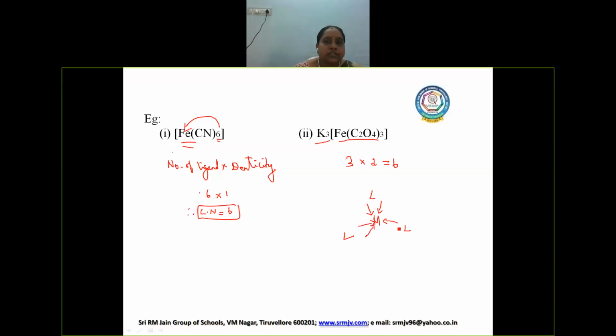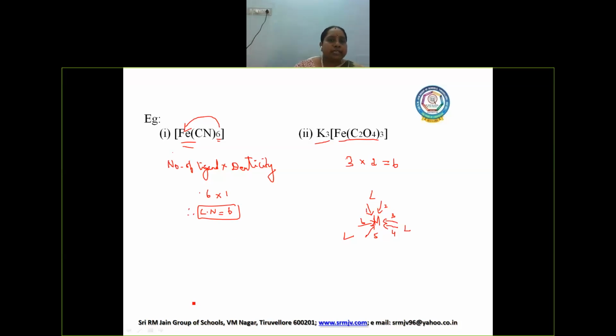The denticity is 2. So how many coordination bonds are there? 1, 2, 3, 4, 5, and 6. So you have to calculate the coordination bonds, because coordination number is nothing but the number of coordination bonds around the central metal atom. So here, oxalate being the bidentate ligand, each ligand will have 2 coordination bonds. Is it clear? So the coordination number is 6.